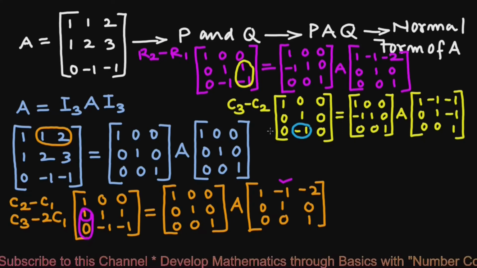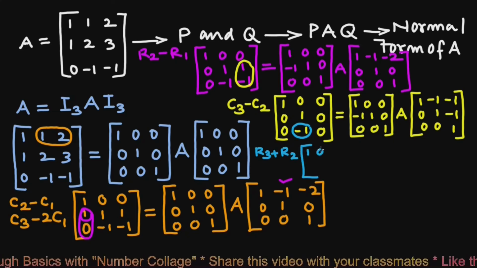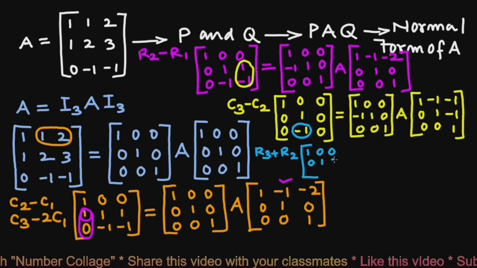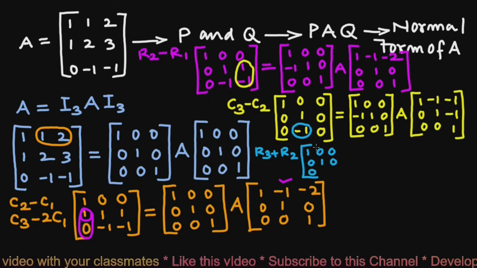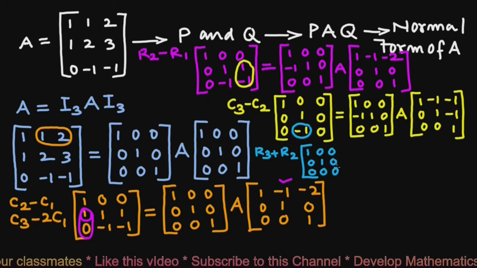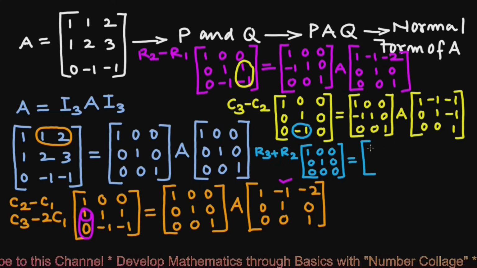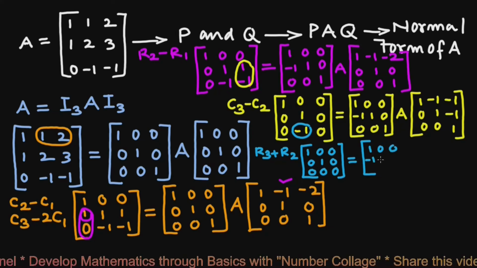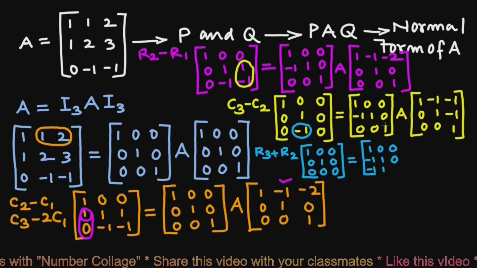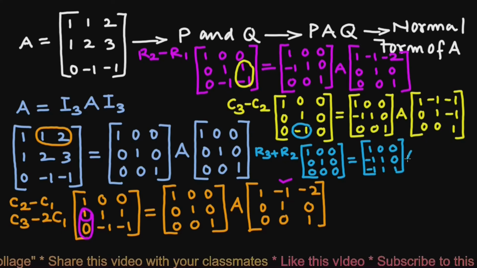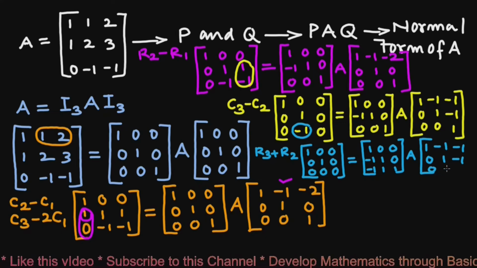For that we perform row transformation R3 plus R2. The first two rows 1 0 0, 0 1 0 will remain the same. In the third row 0 plus 0 = 0, -1 plus 1 = 0, 0 plus 0 = 0 equals, we will perform R3 plus R2 on this prefactor. We write the first two rows the same. R3 plus R2 will be 0 minus 1 = -1, 0 plus 1 = 1, 1 plus 0 = 1, then A, and the post factor will remain as it is, 0 1 -1, 0 0 1.